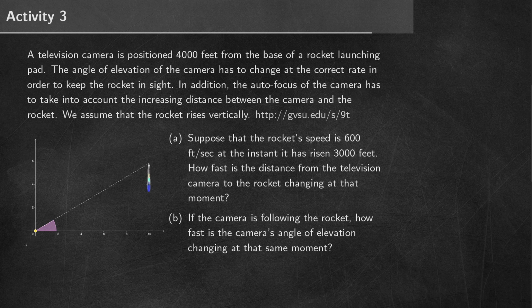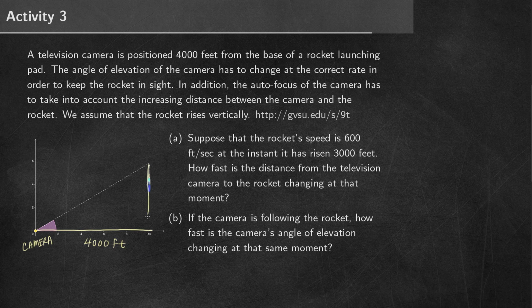So I have my camera down here, and the rocket is rising vertically. We're told that the camera is 4,000 feet from the base of the launching pad. So I'm going to make a right triangle here, and I know that this is 4,000 feet. That's constant, that's not changing. The horizontal distance from the camera to the rocket launching pad is 4,000 feet.